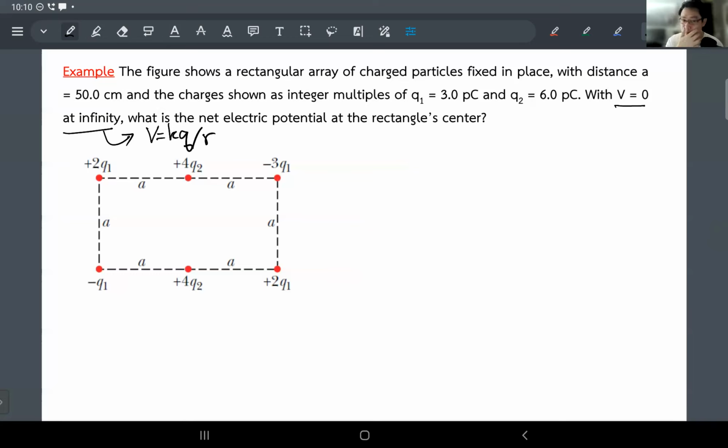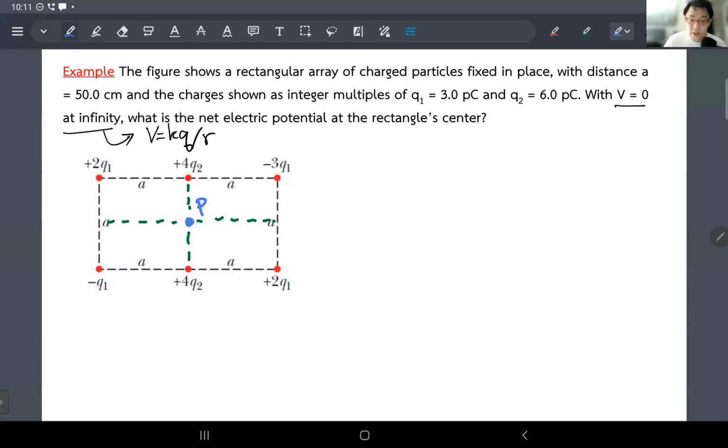All right. Okay, so what you have here is 6 charges, and you would like to find the net electric potential at the center of this rectangle. So that's where this place is. Let me mark that spot there. That's where you want to get to. So let me draw halfway between the length and the width. There you go. So this is at the center. We can call this point P, for example. Now we would like to find the net potential at point P.